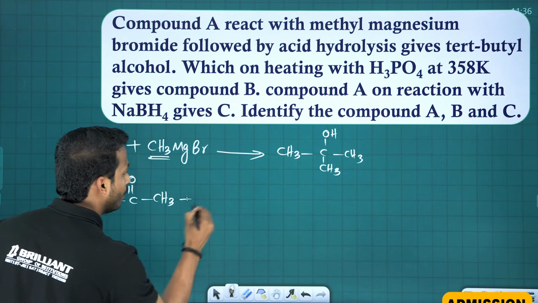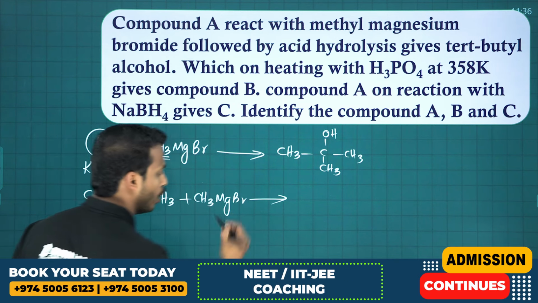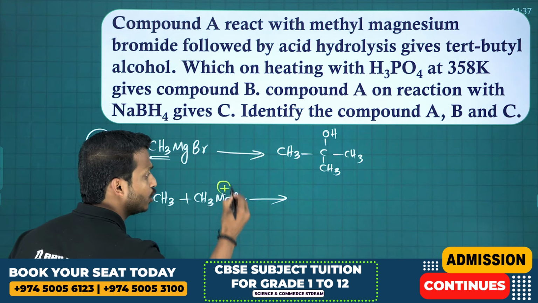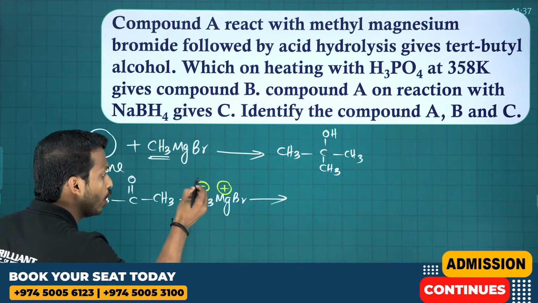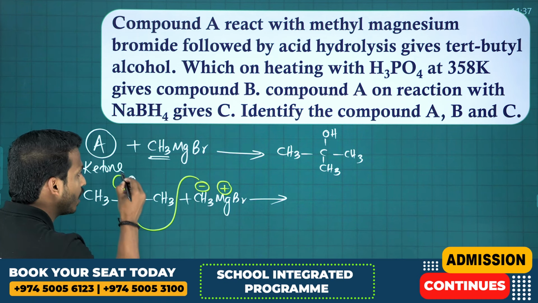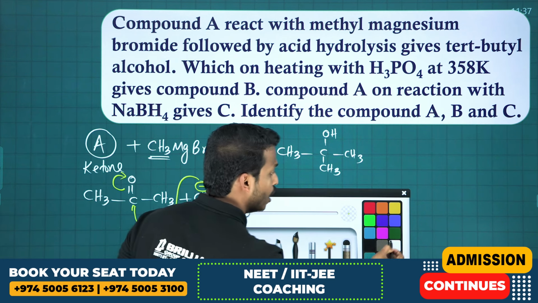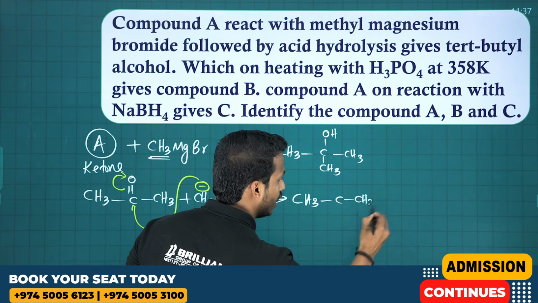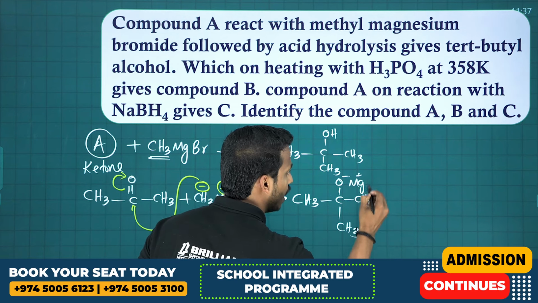CH3COCH3. Let me treat it with CH3MgBr. Can you tell me what is going to happen there? Mg is positive, and carbon is negative, and the nucleophile attacks the carbonyl carbon, O becomes O minus. To the O minus, who will attack? MgBr will attack. So we get the product as (CH3)3C-O minus MgBr.